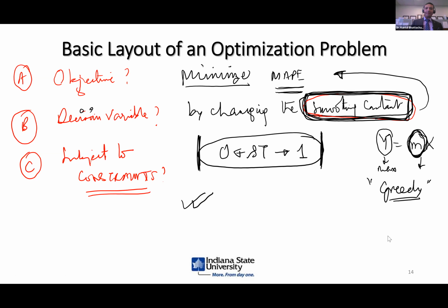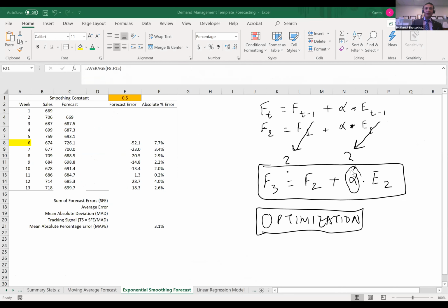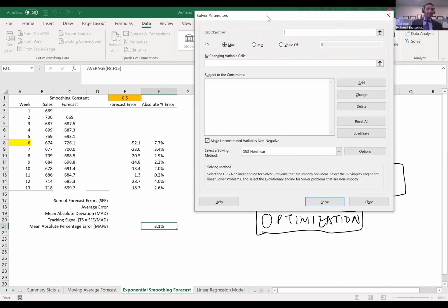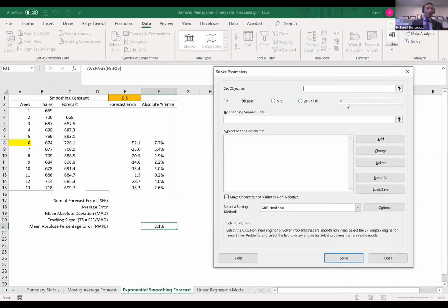So going back to the demand management template, all you need to do is go under the Data ribbon. If you recall, we did all of our statistical analysis using Data Analysis. There is also another add-in that I had asked you to download along with the Data Analysis add-in. It's called Solver. Okay, so you click on Solver and it opens up a background information that you have to upload into that Solver input.